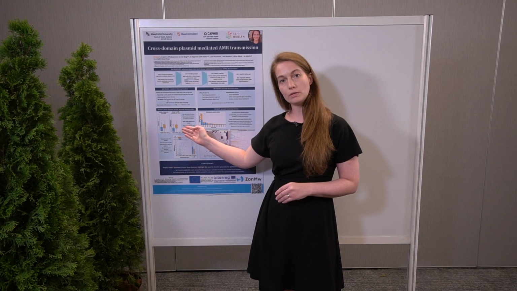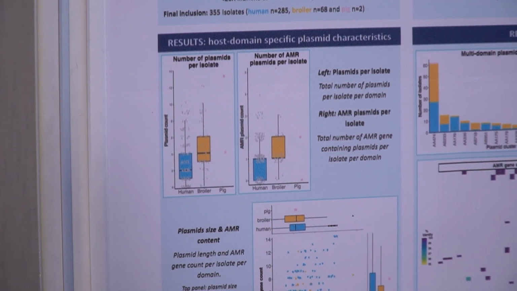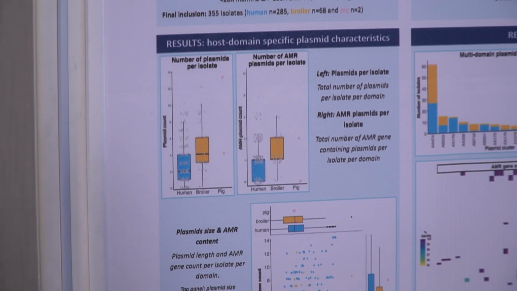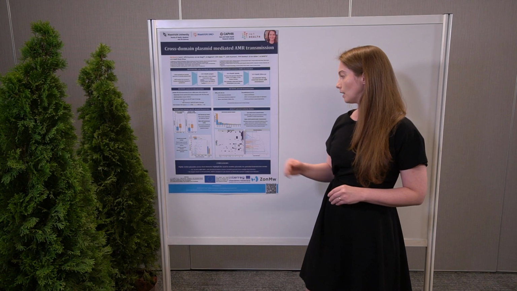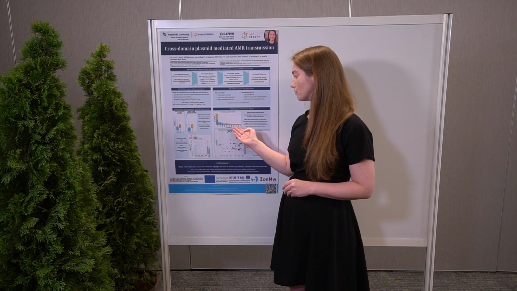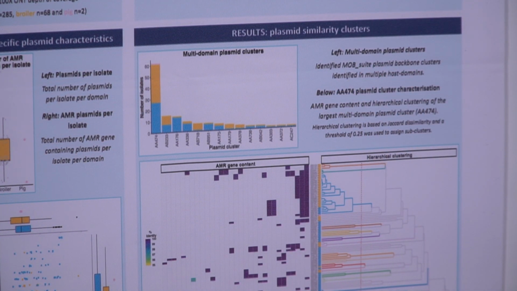One of the first things we noticed is that in the chicken isolates, there were a higher number, on average, of AMR gene-carrying plasmids than in the human isolates, which are shown in blue. We then used the MOB suite tool to classify the plasmids into different groups based on their backbones. And here you can see that we found 14 different backbone classes that were present in at least 2 of the domains. The largest of these is the AA474 plasmid backbone, which we found in 62 isolates from all 3 domains, so chickens, humans, and pigs.